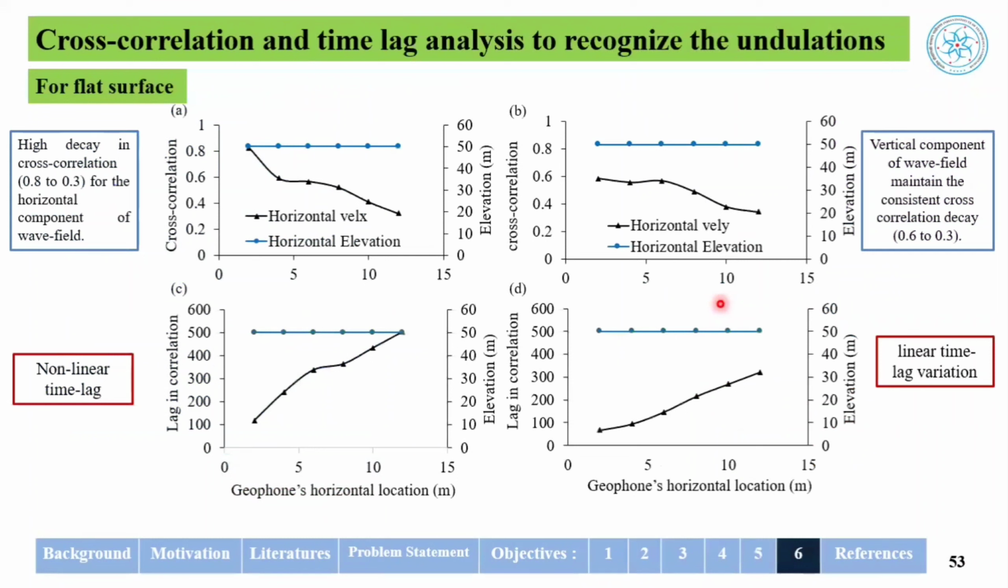Further, we observed the cross correlation in the case of the flat surface showing attenuation. Here we analyzed the horizontal and vertical components of the wave field. We can see a high decay in the cross correlation for the horizontal component, but the vertical component has less attenuation, and the time lag increases linearly. This represents the homogeneity of the soil medium. In the case of the horizontal component, this linearity is not observed. So for the final analysis, we used the vertical component of the wave field.